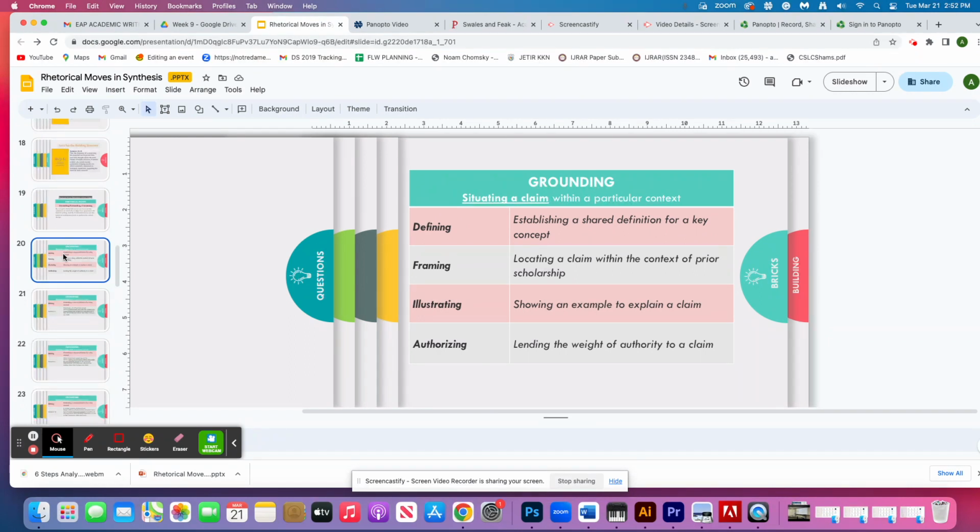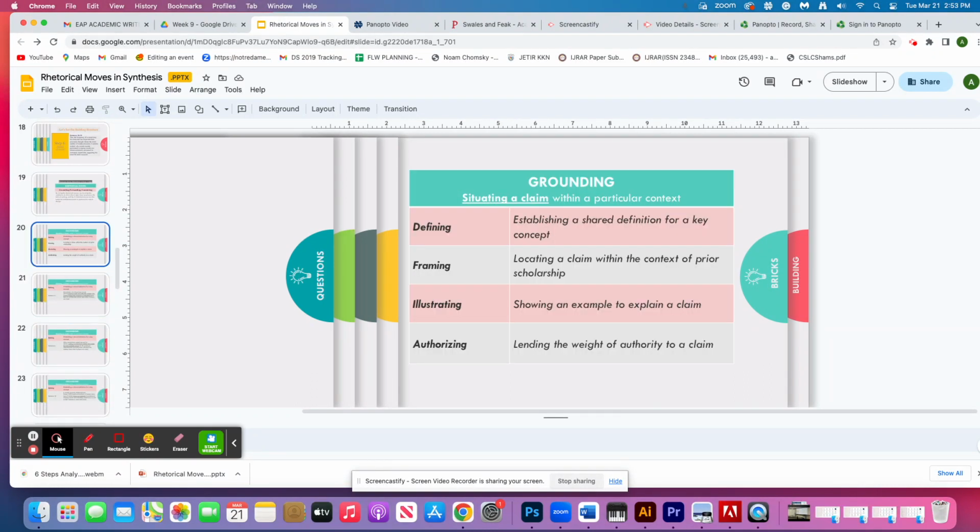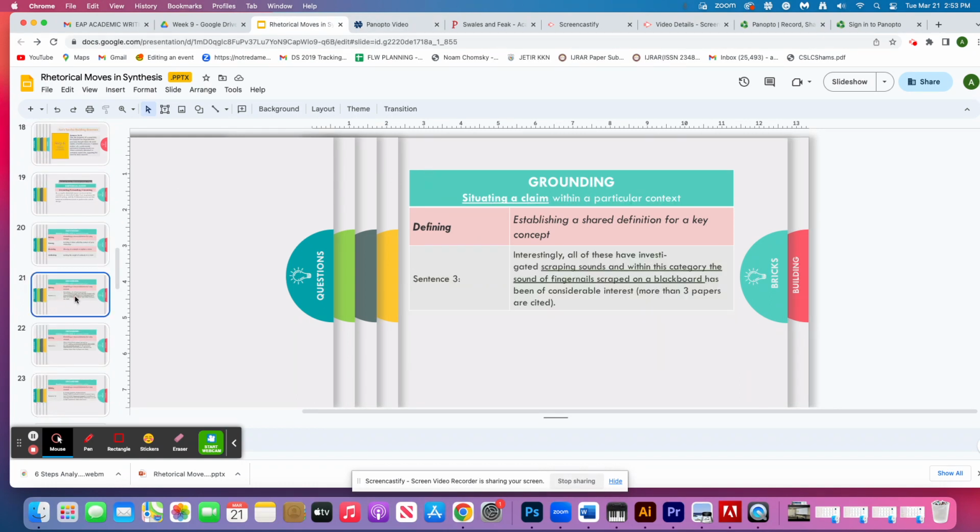We can define certain ideas, we can frame a claim or multiple claims, we can illustrate by giving examples, references, particular situations, and we authorize the claim finally. So that's the stage of grounding. Let's finish grounding first, then in another video maybe we'll try forwarding, due to the time limit. So to begin with, grounding, how we situate a claim within a particular context.